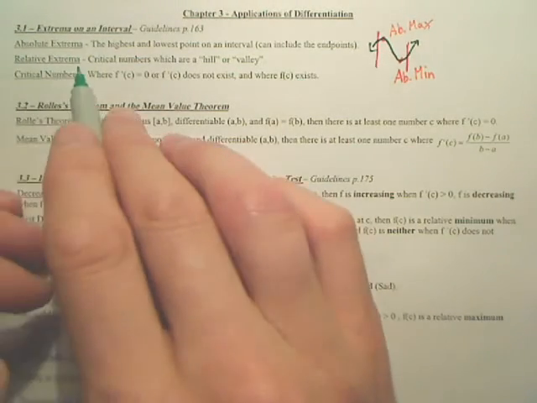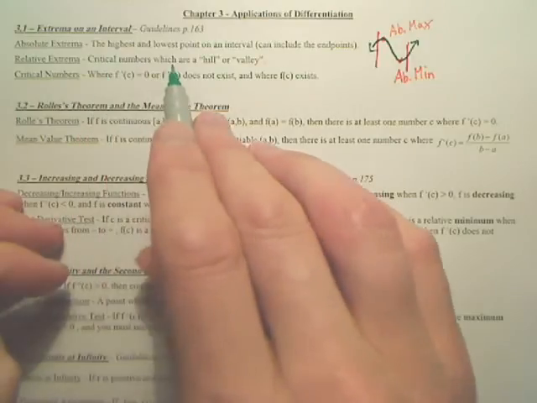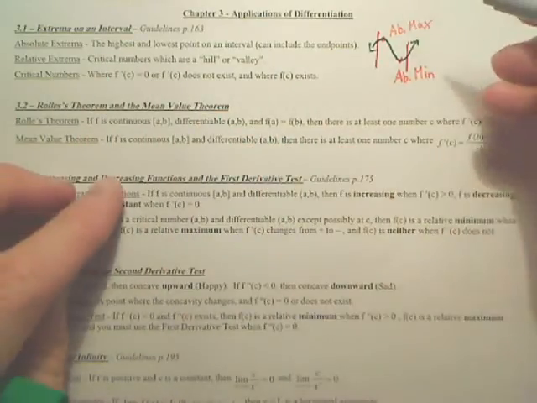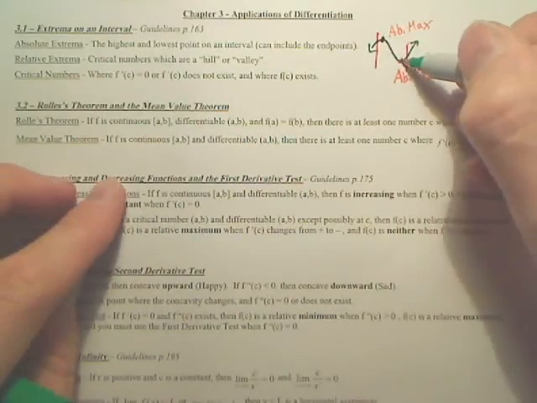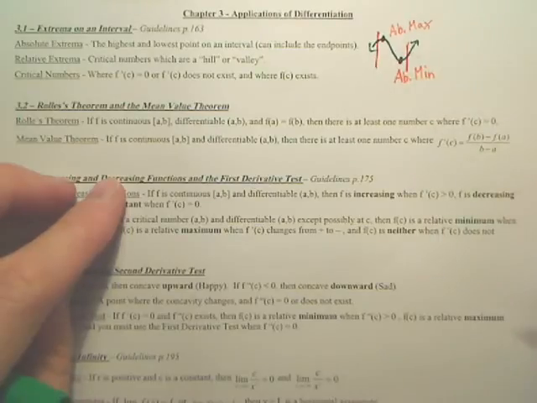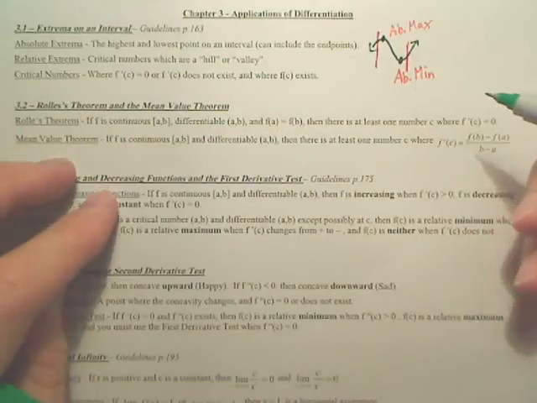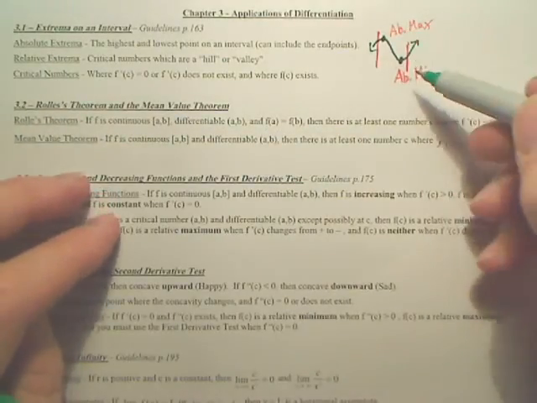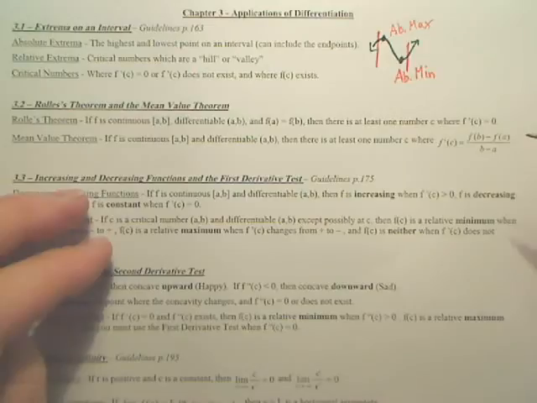Now, going back to relative extrema, they are critical numbers that are hills and valleys. So in this situation, these two values are also relative extrema. They're your maxes and mins. They're your hills and valleys. Okay? Relative extrema are just hills and valleys. Absolute mins and maxes are hills and valleys, but also endpoints.